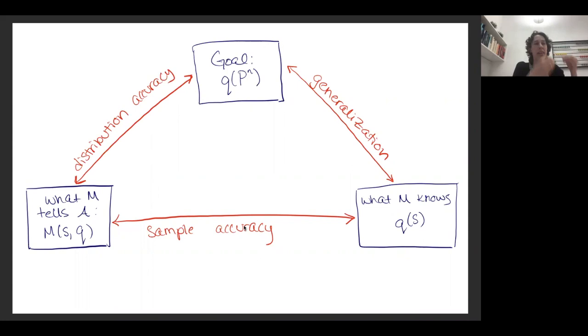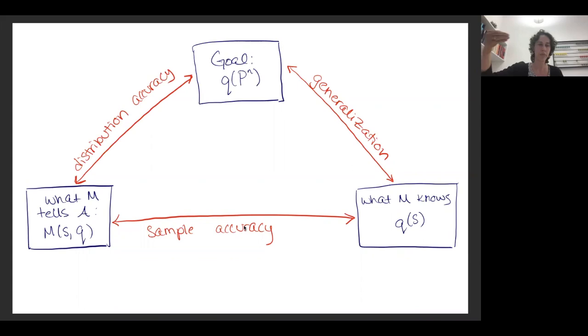And if we could somehow guarantee both that the answer that we give is sample accurate, it's pretty close to the true answer on the sample, and that we're being issued queries on which the sample behaves similarly to the underlying distribution, that's a generalization type of guarantee, then we would know that the answers that we're giving are close to the true answers on the underlying distribution, okay?